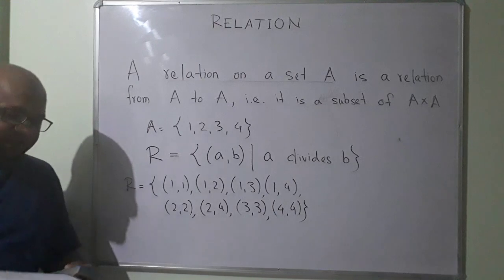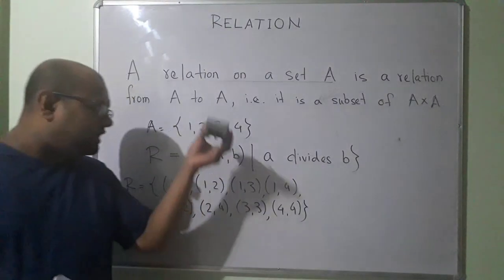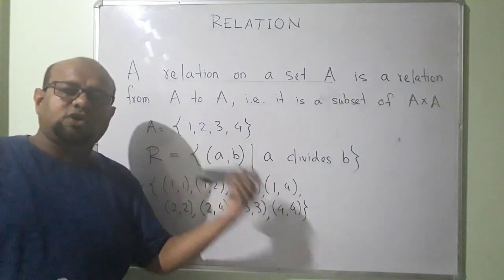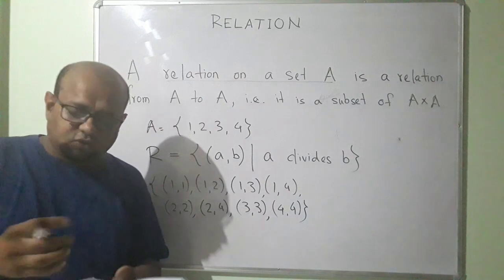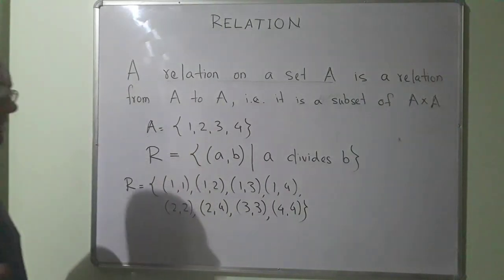Now this is an example of a relation on a set. So this relation is not between any two other sets. The elements are not from two different sets. The elements are from the same set, right? Both a and b are from the same set. So we call this a relation on a set.